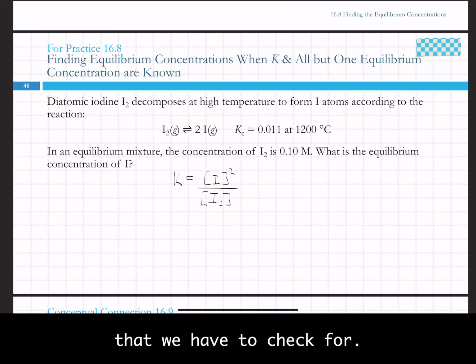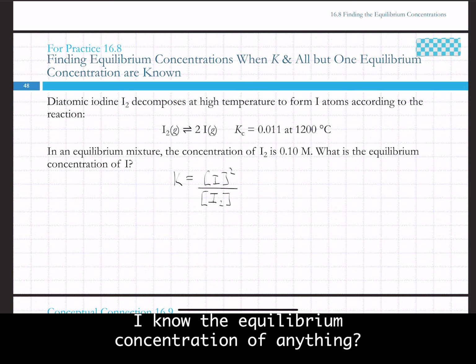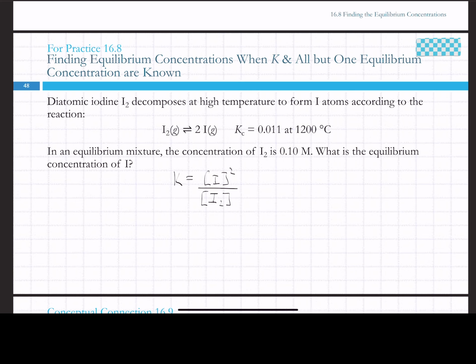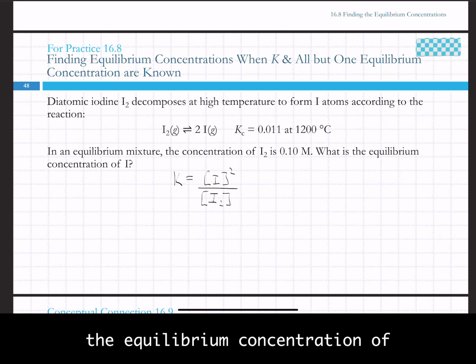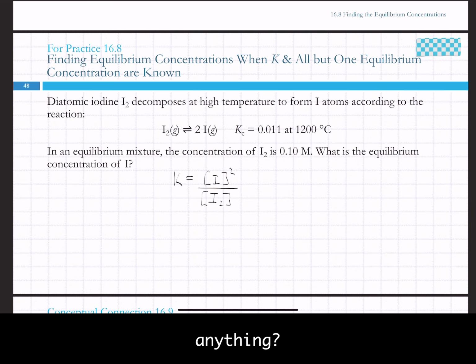There's actually a few things that we have to check for. One of them is, do I know the equilibrium concentration of anything?